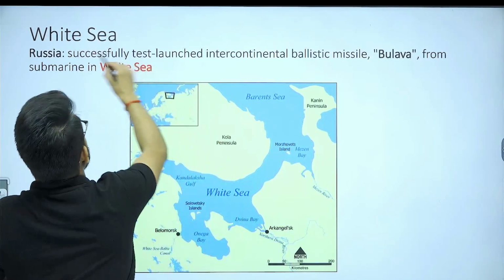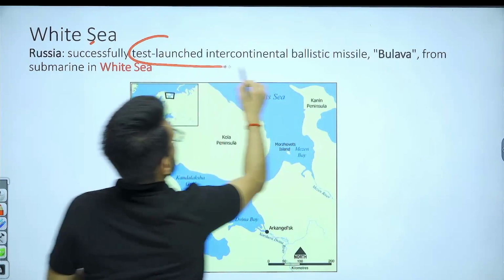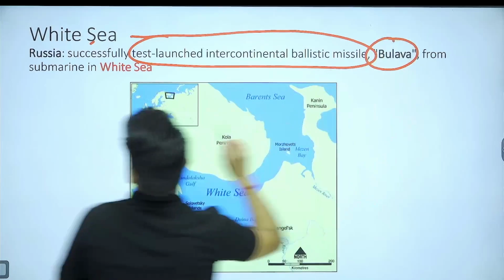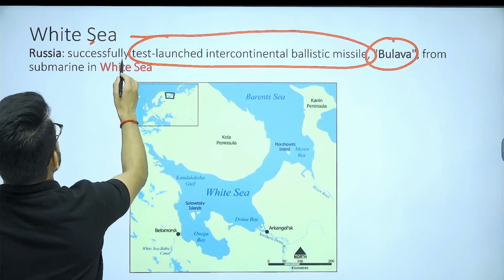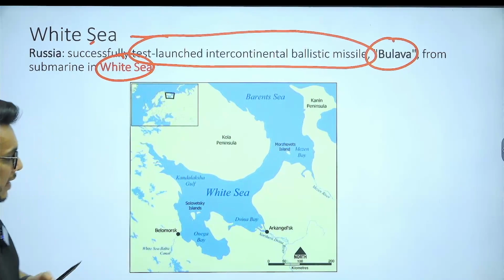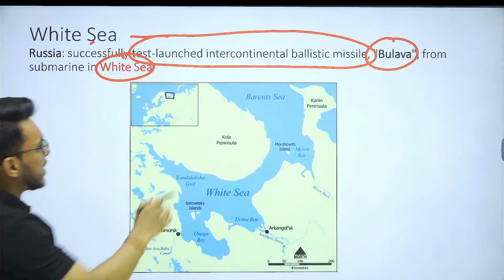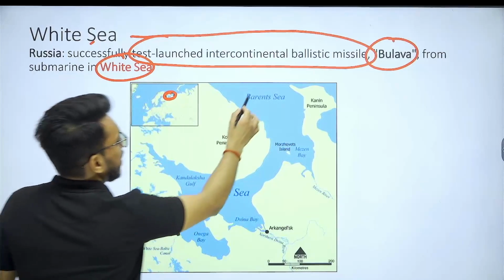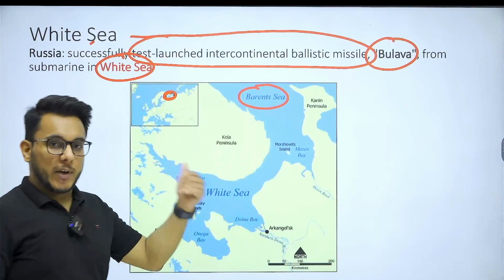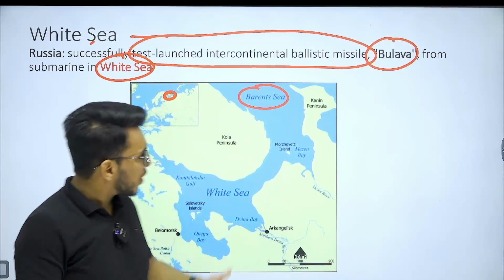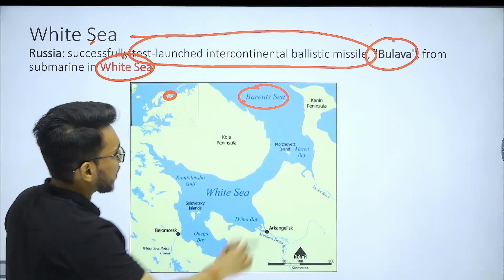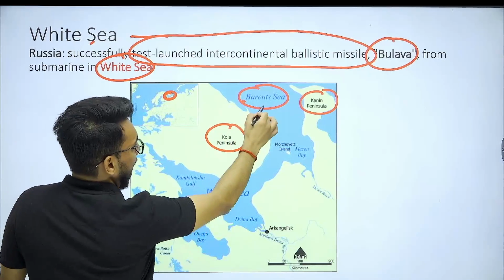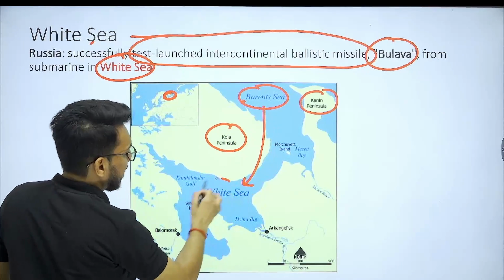Why? Because Russia has test launched the intercontinental ballistic missile Bulava from a submarine in the White Sea. So basically, guys, if you remember the Barents Sea, we discussed it when we were discussing the Northern Sea Route. Here we have the Barents Sea, here we have the Kola Peninsula, and in the south of the Barents Sea there is the White Sea.